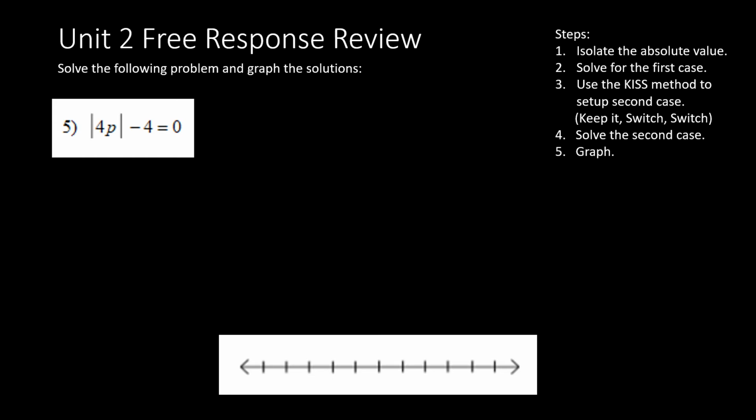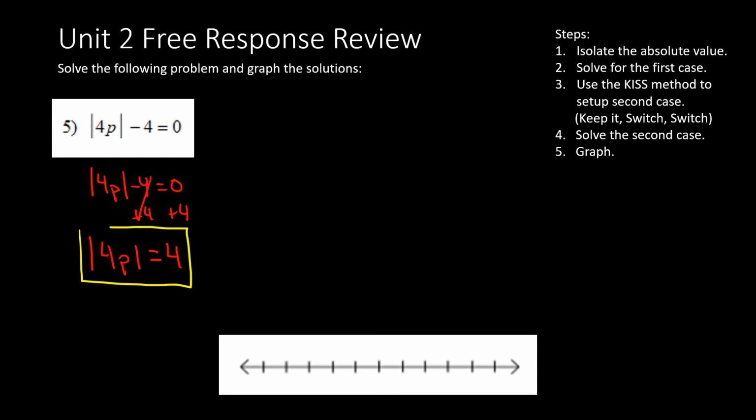So we're going to say the absolute value of 4p minus 4 equals 0. When we isolate it, we'll add 4 to both sides. So I get the absolute value of 4p is equal to 4. Let's go ahead and box this, as this is our isolated absolute value. And let's go ahead and solve this. The absolute value of 4p is equal to 4.